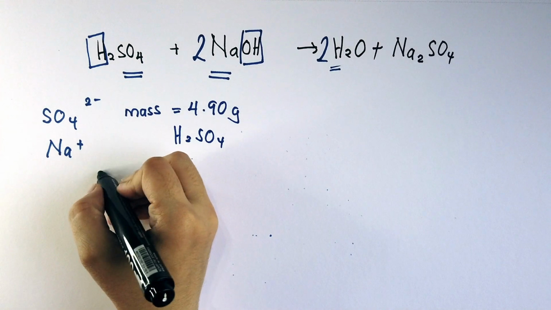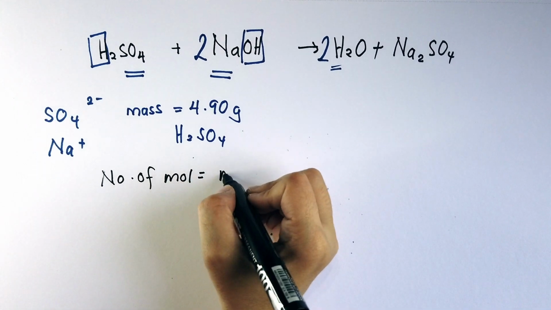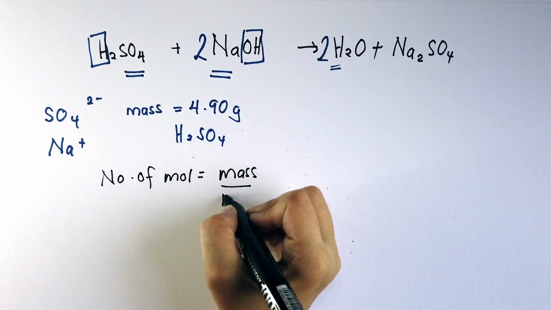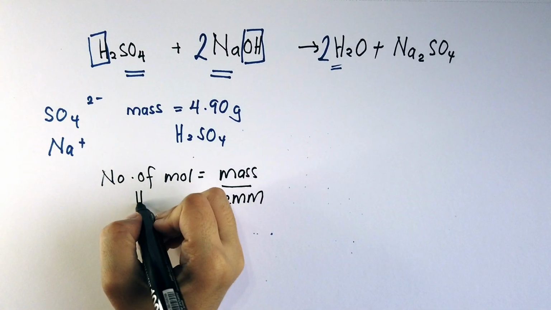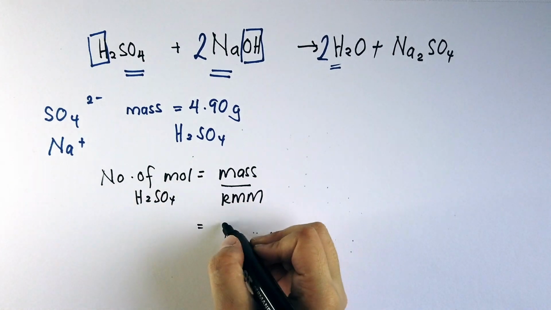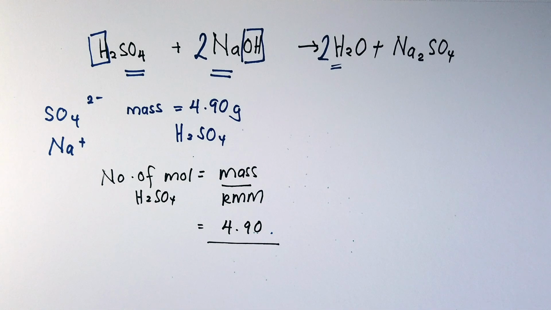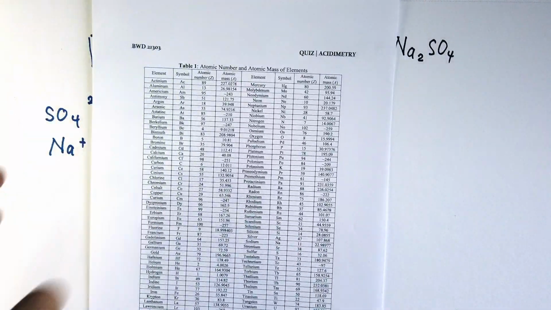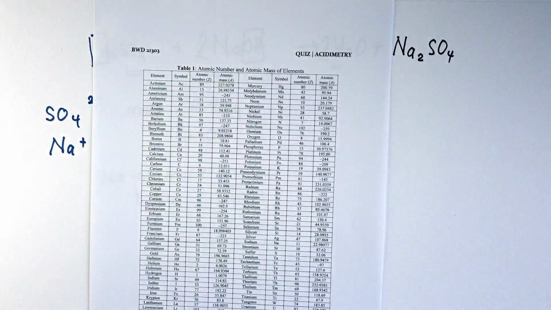The number of mole is equivalent to mass over RMM. The mass of H2SO4 is 4.90. So what is the RMM for H2SO4? How are you going to get the RMM? You need to use this table. We have atomic number and atomic mass. RMM, relative molar mass.